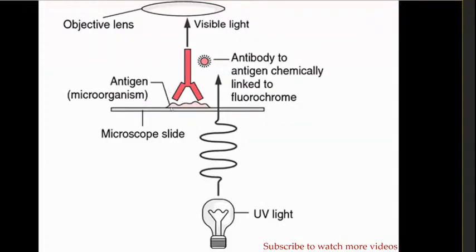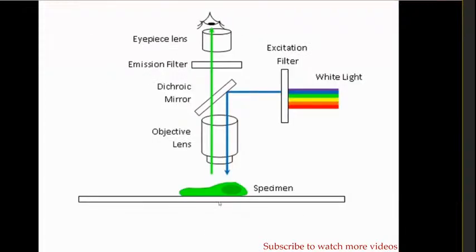Here we have a plot, the cell surface having the antibody with the fluorescence molecule. Once you pass the light, it emits the fluorescence. It's another better explanation. Here you pass white light on the specimen. The specimen surface has the antibody with the fluorescence molecule. So it passes the fluorescence to your visible eye.